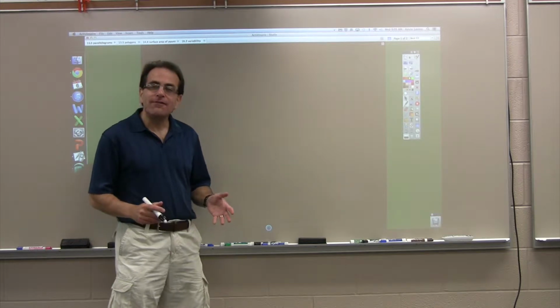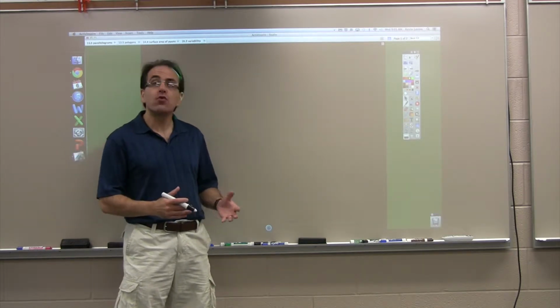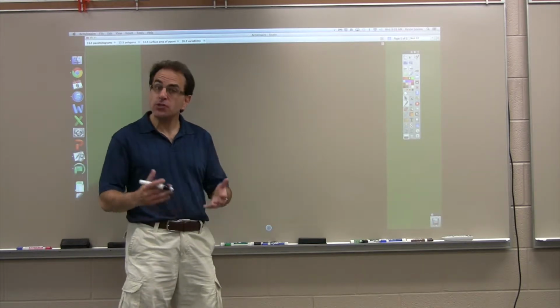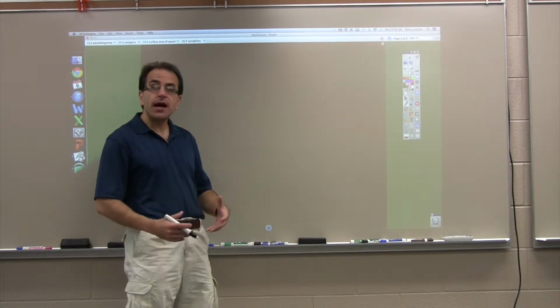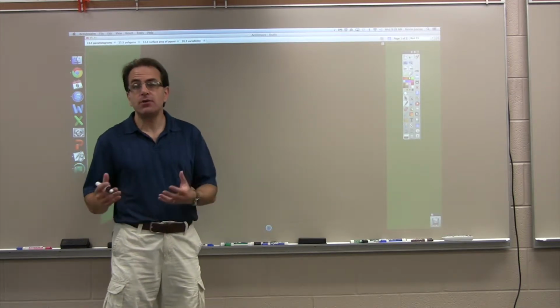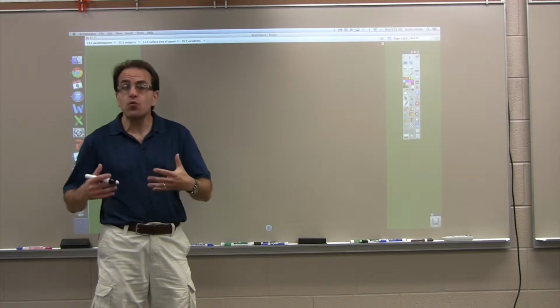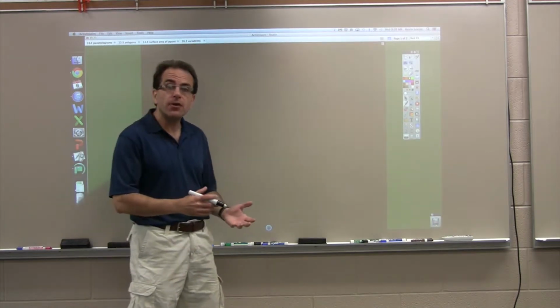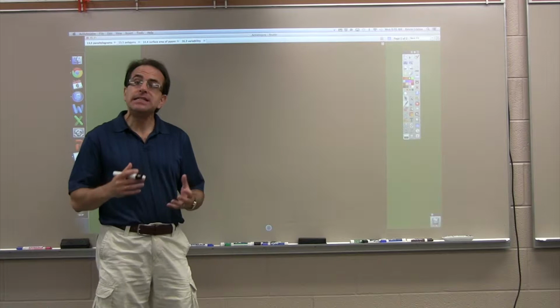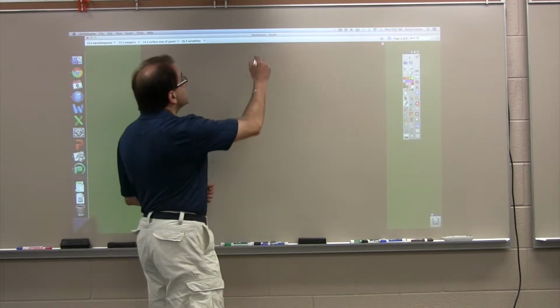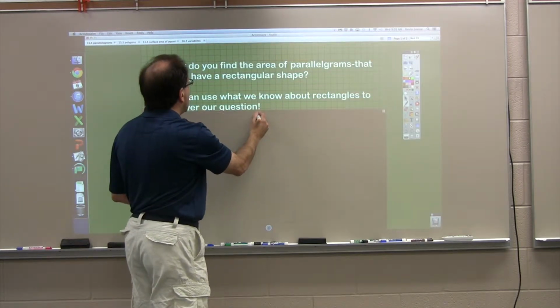Today we're going to focus on finding the area of parallelograms. Of course, we've already discussed rectangles and squares, which are parallelograms, but they're not always in the shape of a rectangle or square. So what do we do when we've got a parallelogram? We need to find its area, and it's not a rectangle or square. Let's take a look.